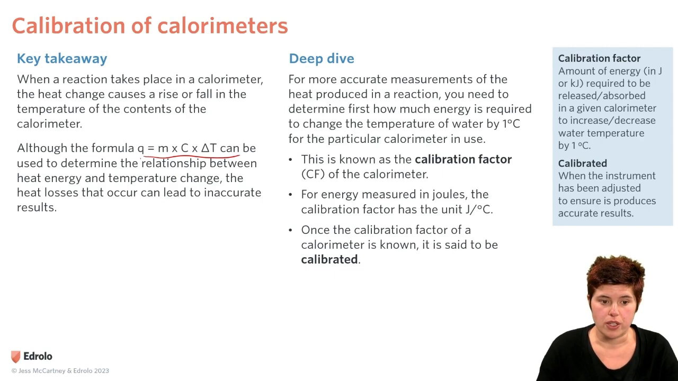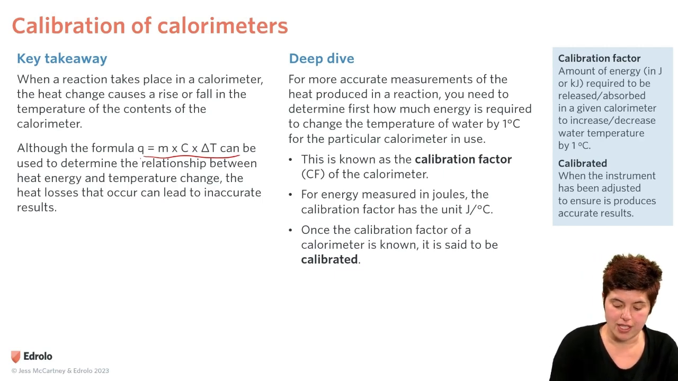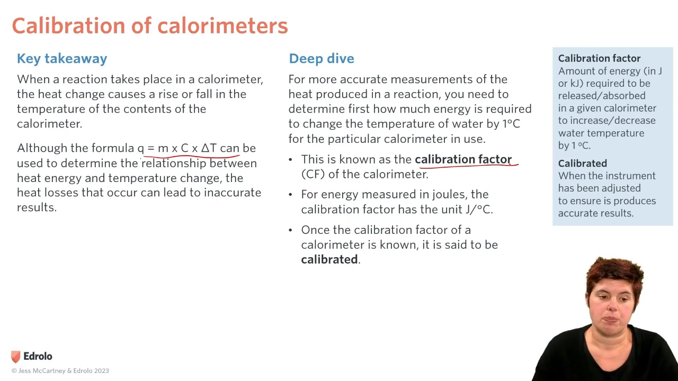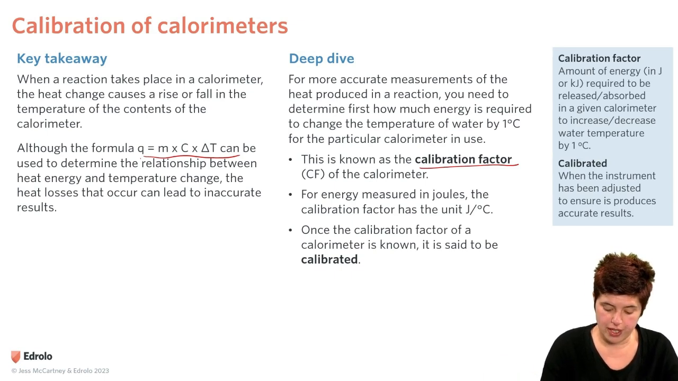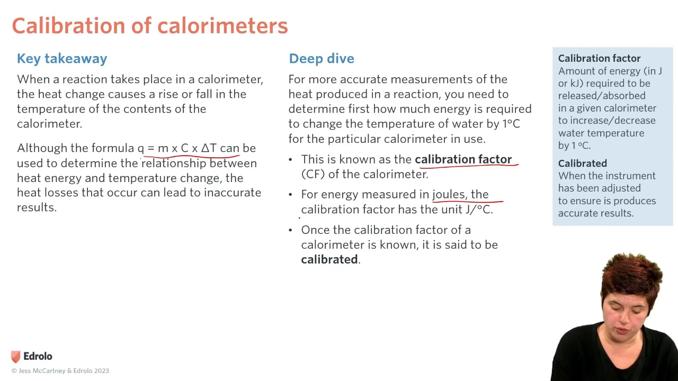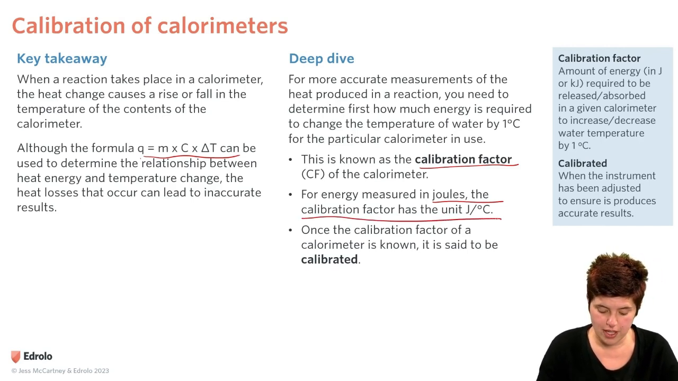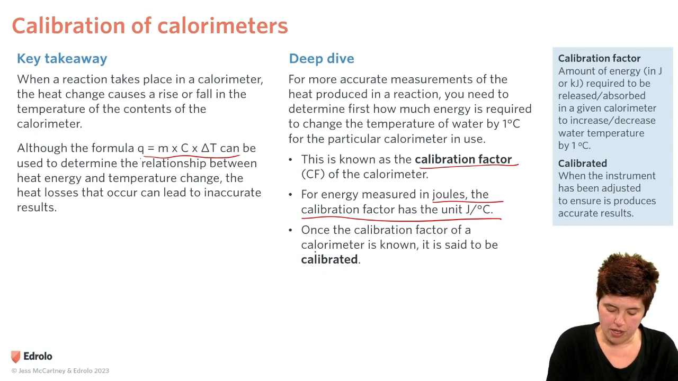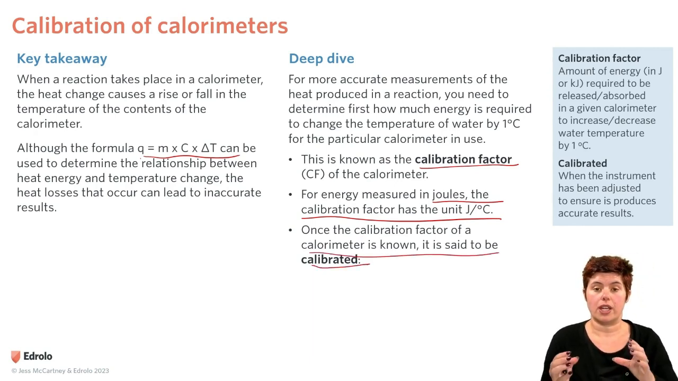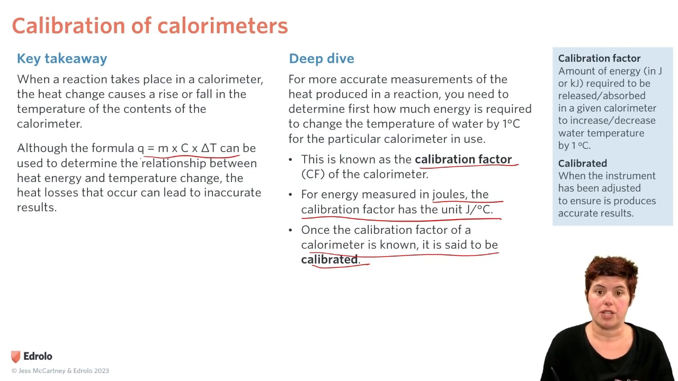So what we're going to do first is calculate what's known as the calibration factor. This is done by putting a known amount of energy into the calorimeter, so we can see how much heat loss is occurring. The calibration factor is measured in joules per degree. Once this is known, we can continue our experiment knowing the calorimeter is calibrated, and use that calibration factor for future calculations to take into account any heat loss, making our results more accurate.